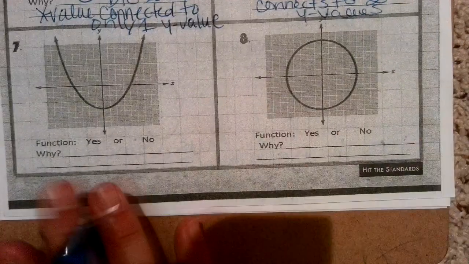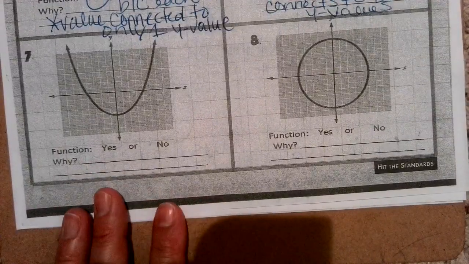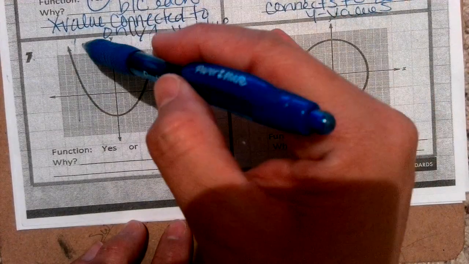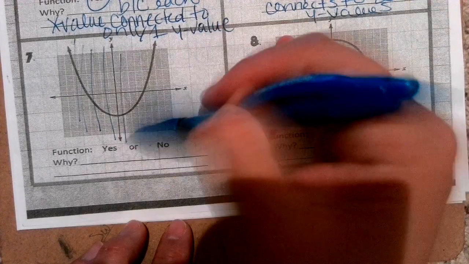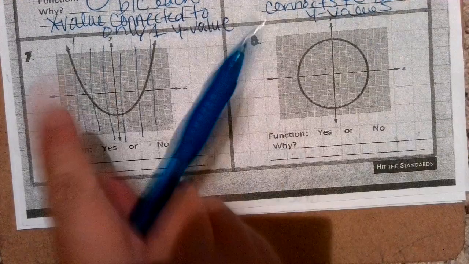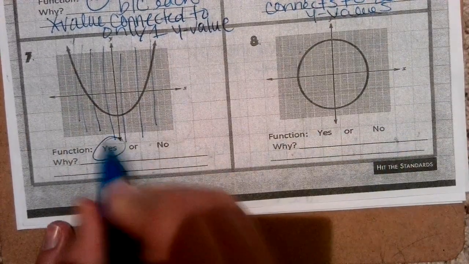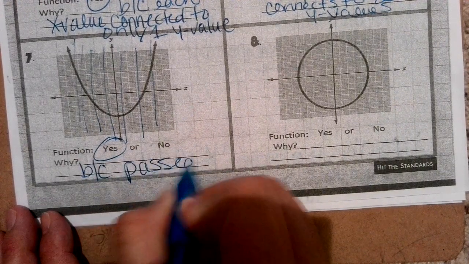All right. Down here, function or not? Well, we do the vertical line test. And if I start drawing a vertical line anywhere on here, is it only going to land in one spot? Yeah, no matter where I put the line, I could put a whole bunch more lines. It only lands on one spot on the graph. So yes, this is a function because it passed the vertical line test.